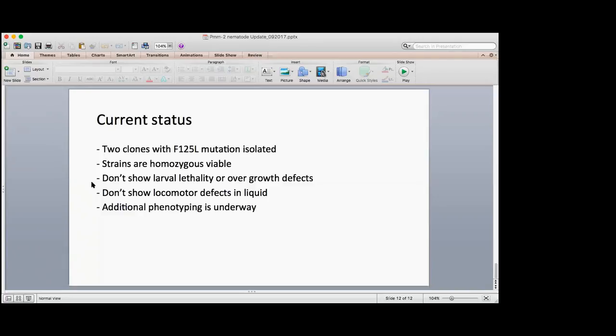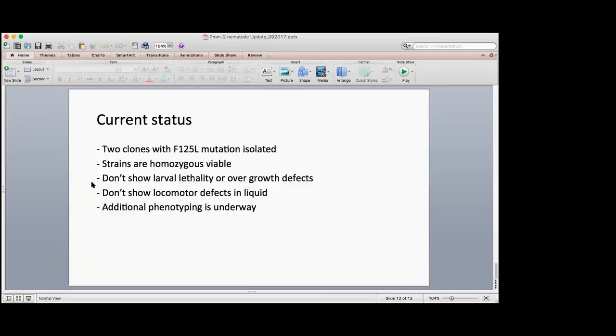So we hope over the next few weeks or so to have fully completed the F125L phenotyping. And if, as we suspect, we find a developmental phenotype, we already have all the assays built to measure developmental timing, developmental rate, and reaching developmental milestones.